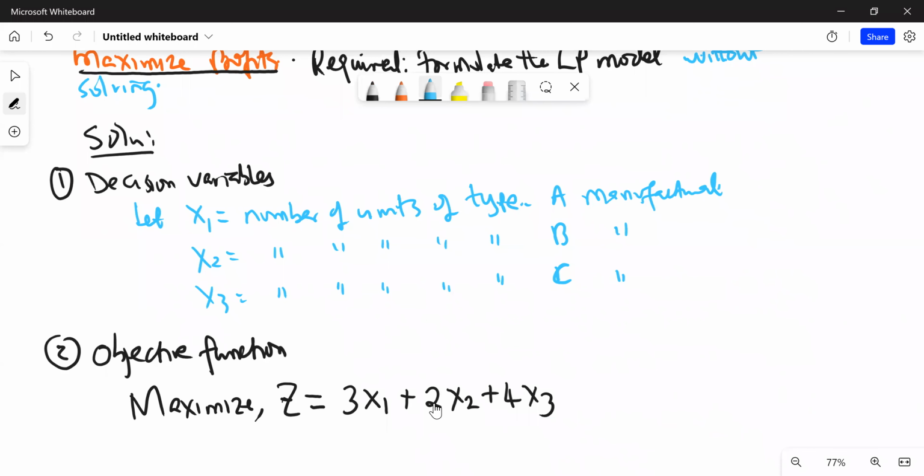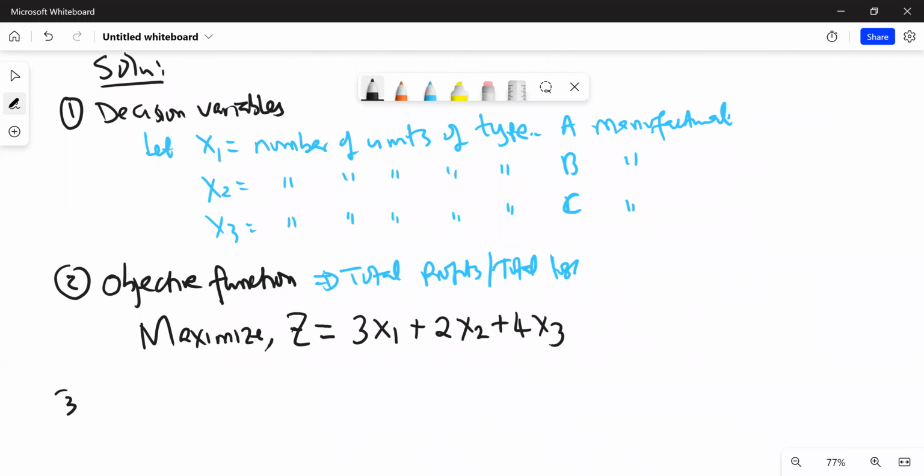So usually this function here gives us total profits or total loss, or whatever we are trying to optimize, we get the total of it. And we just multiply either the profit or the loss per unit times the number of units to be produced. That's what we have done here. So that's the second part.